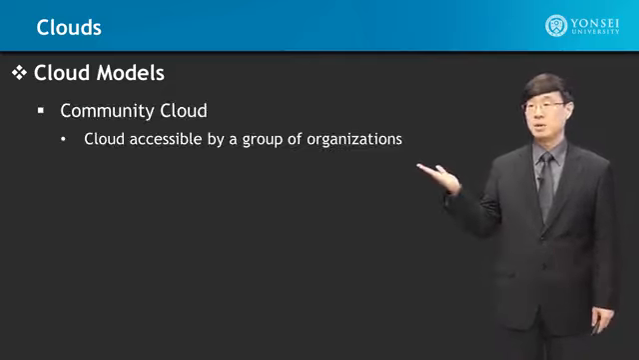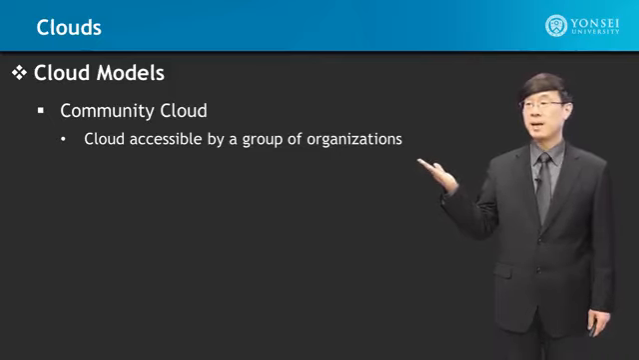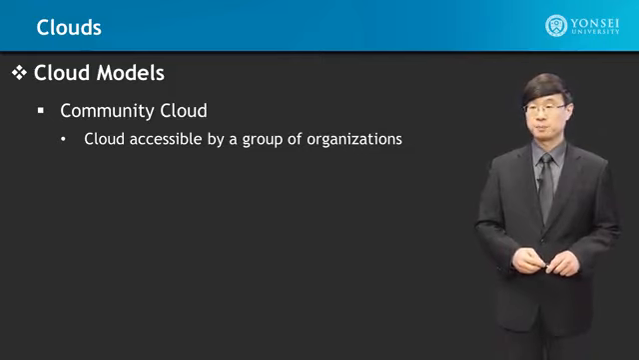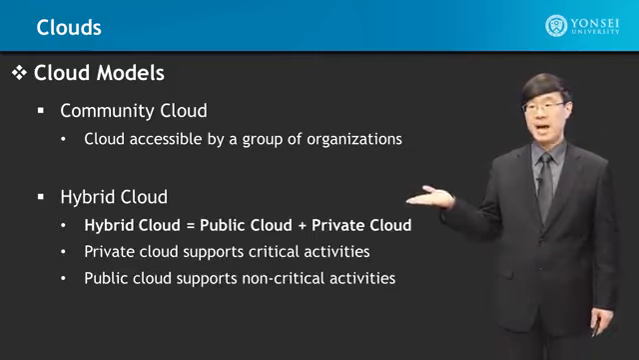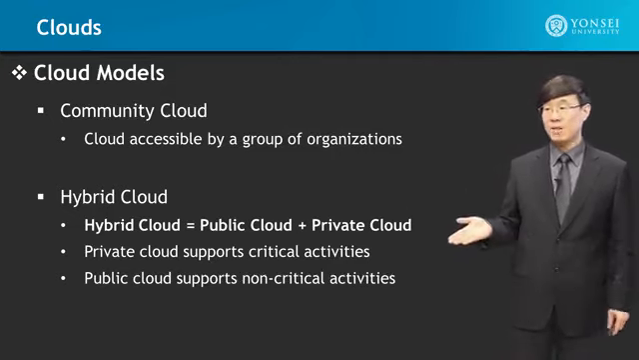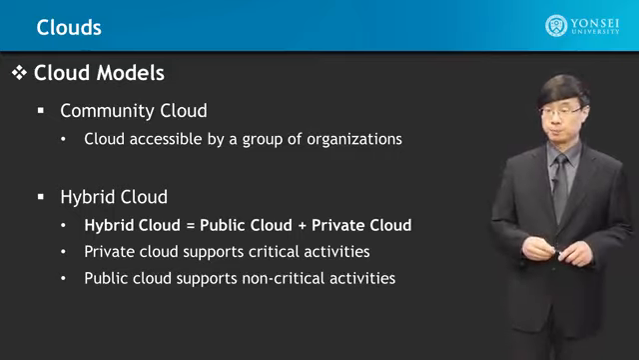A community cloud is accessible by a group of organizations that share a cloud together. A hybrid cloud is a public cloud and a private cloud added together.